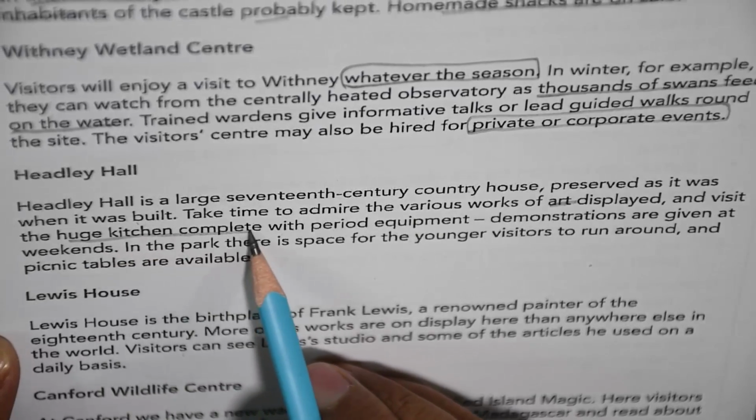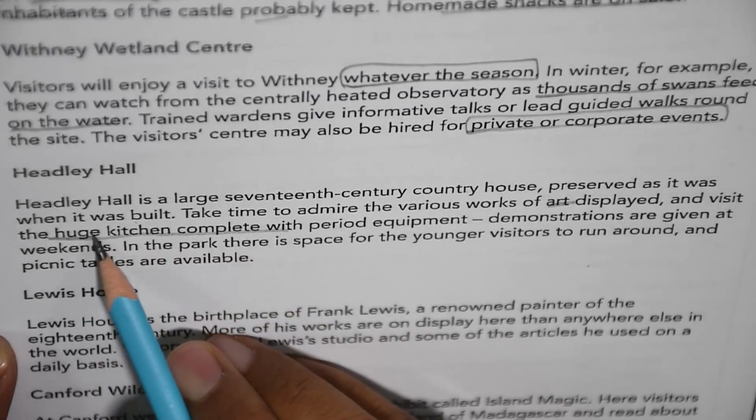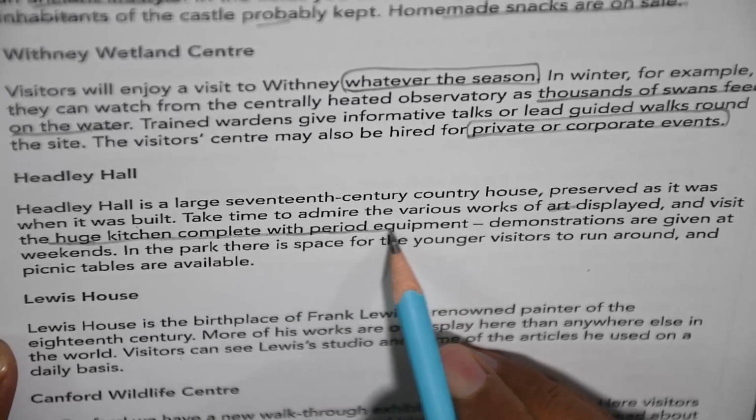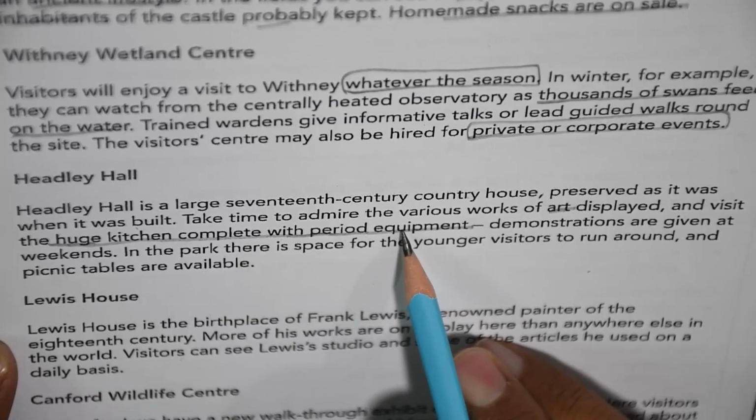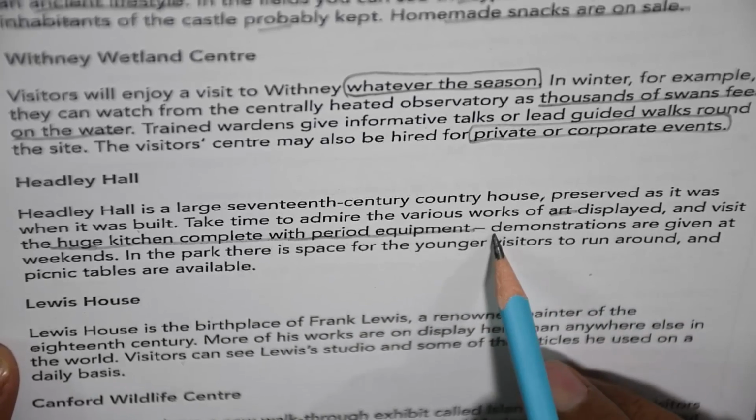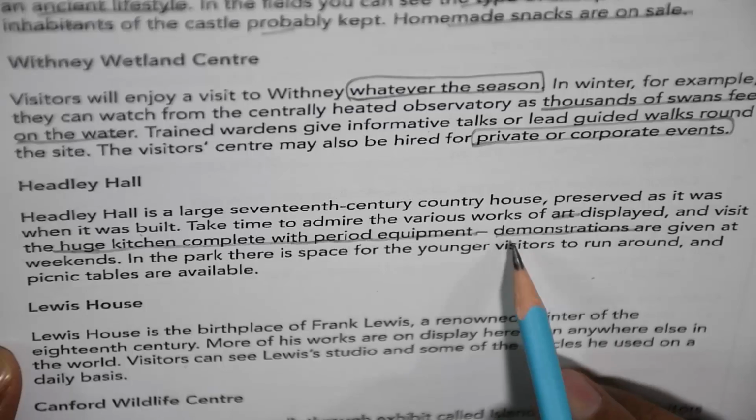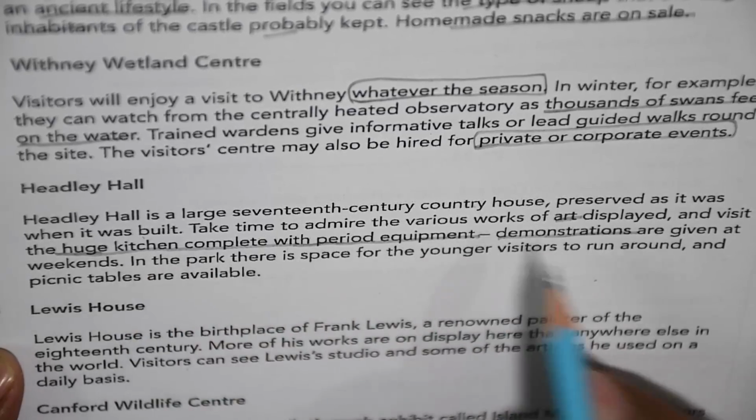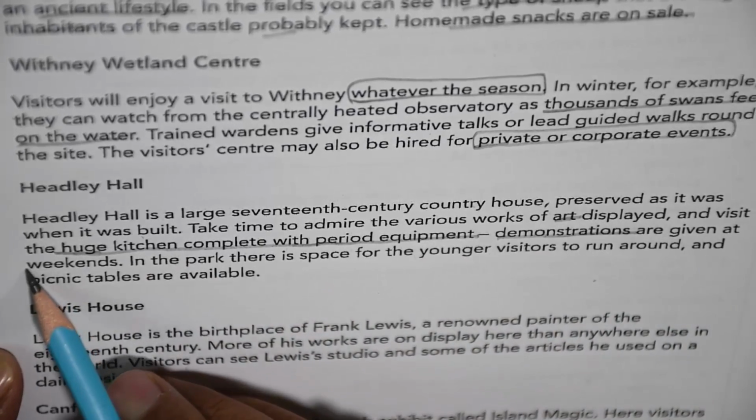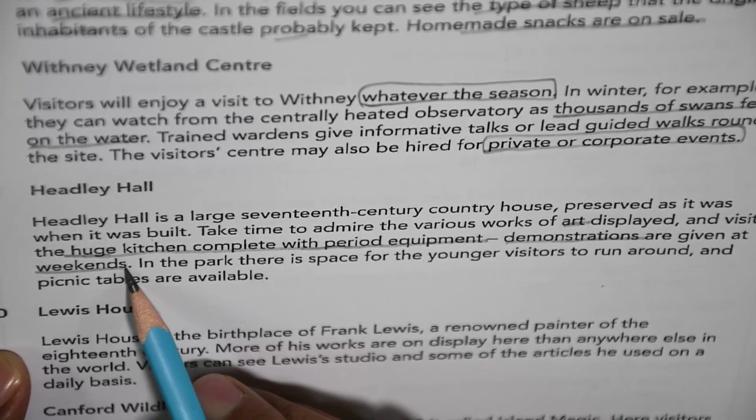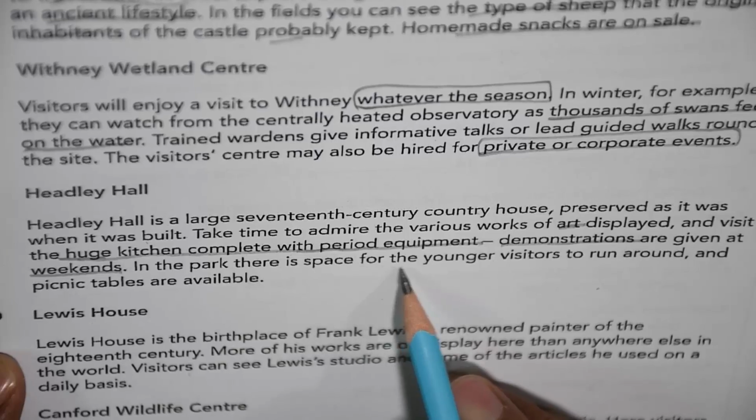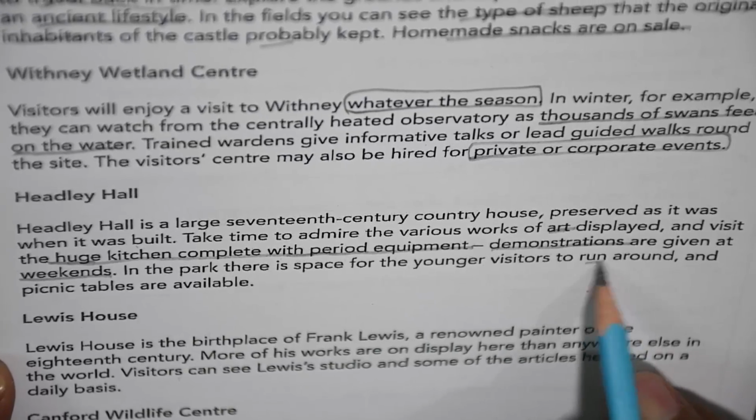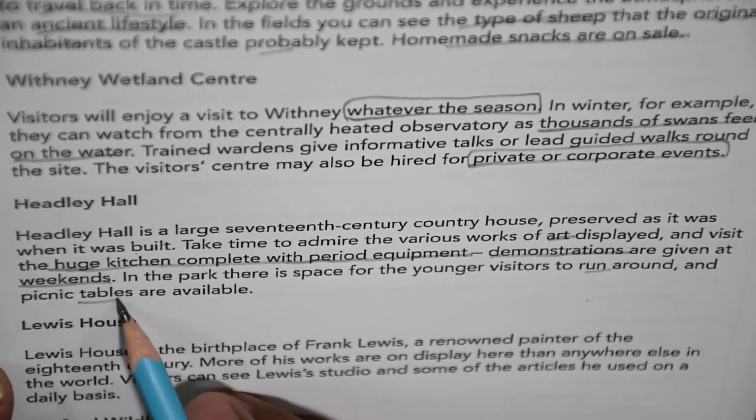We read somewhere about cooking. Huge kitchen complete with period equipment. Demonstrations are given. Now they're talking about kitchen. Demonstrations mean the cooking demonstration. Demonstrations are given at weekends. Now this is what we need to keep in mind. In the park there is a space for the younger visitors to run around, okay, and picnic tables are available.